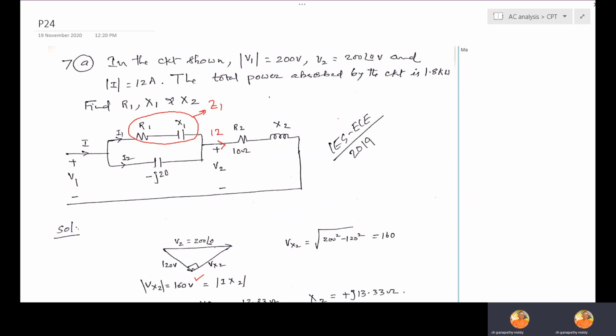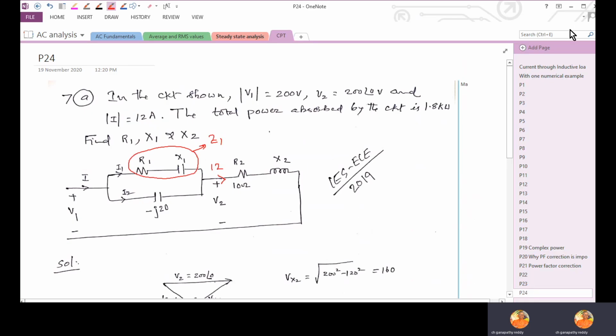So the construction of power triangle topic is over. AC analysis is one module: AC fundamentals, average and RMS, steady state analysis, construction of power triangle. This module is very, very tough compared with DC analysis. If there is any doubt, go back to the first topic of AC analysis, then steady state, average RMS, and so on. If you review these videos again and again, your understanding level will improve. That is my suggestion.